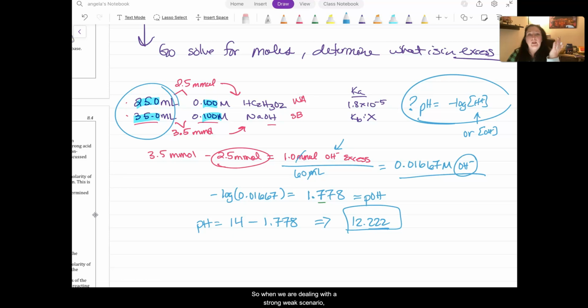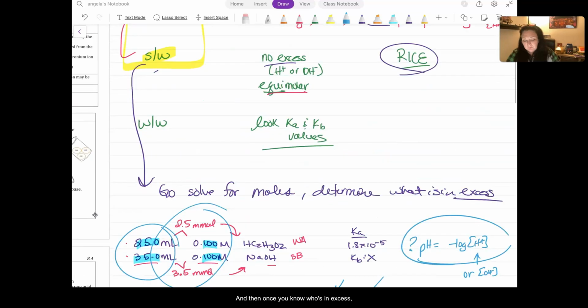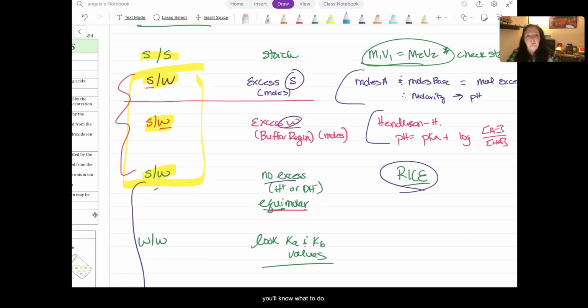So when we are dealing with a strong weak scenario, first thing you gotta do is figure out your moles, and determine who's in excess. And then once you know who's in excess, you'll know what to do. You have your moles, you have your moles in excess, find the molarity, don't forget to add the volumes together, and then you have your pH. Got it.